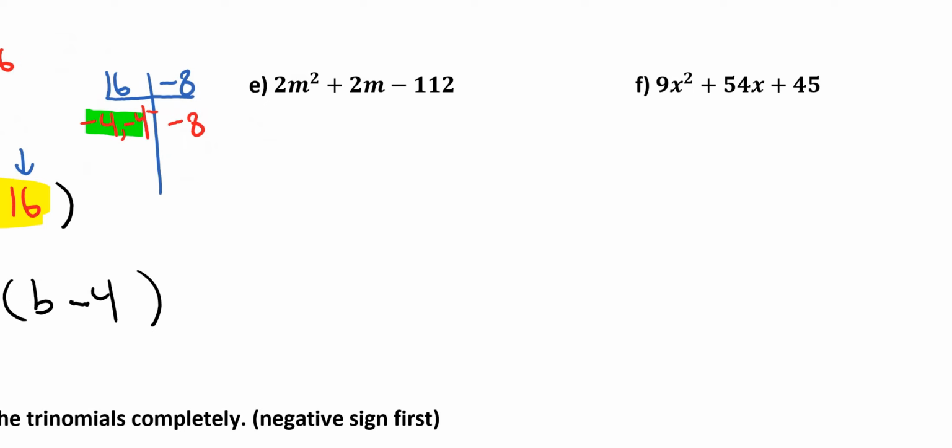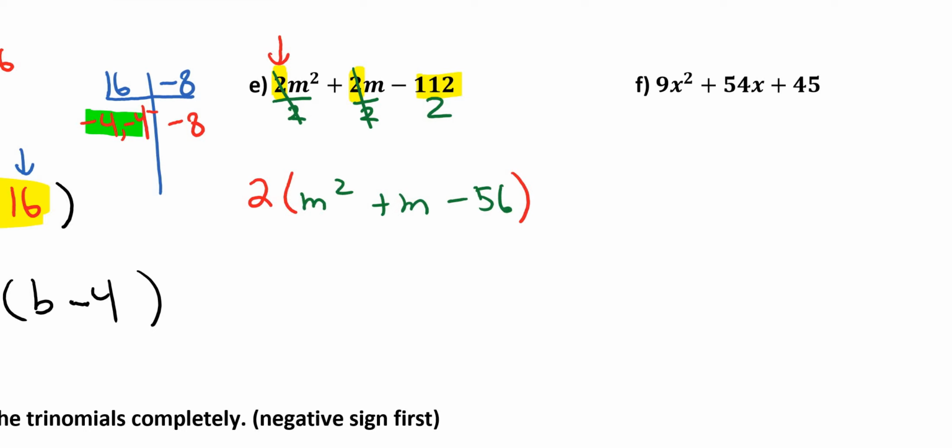All right, so for the next one, there's a 2, and 112, so usually the first number is the number that you factor out, so that's my GCF, which is 2, and I will create another bracket there, and I divide each term by the GCF, which is 2. Well, 2 divided by 2 is 1, so m squared. 2 divided by 2 gives you 1, so plus m. And 112 divided by 2 is 56, so this will be negative 56 here.